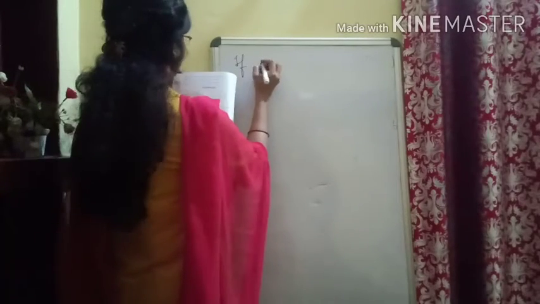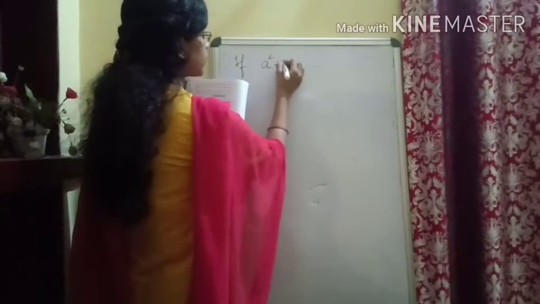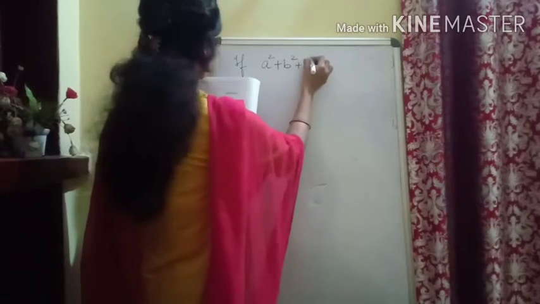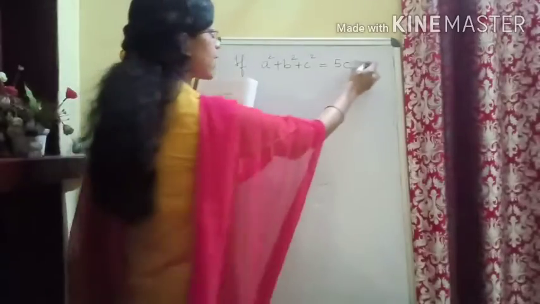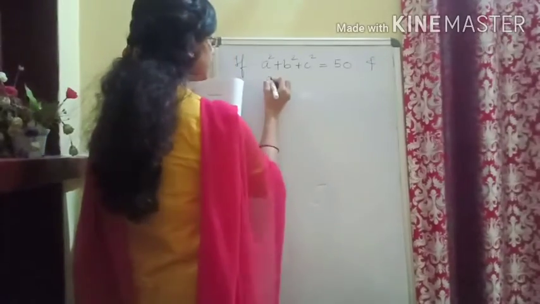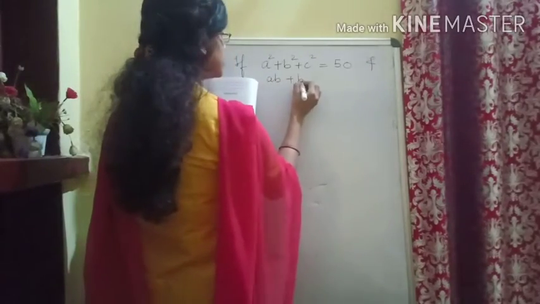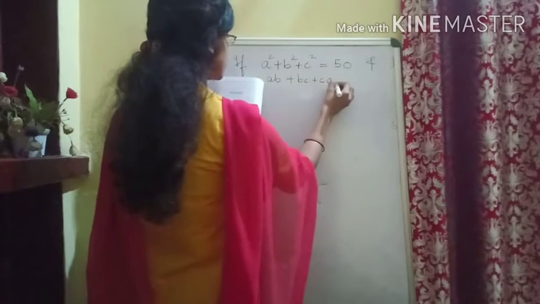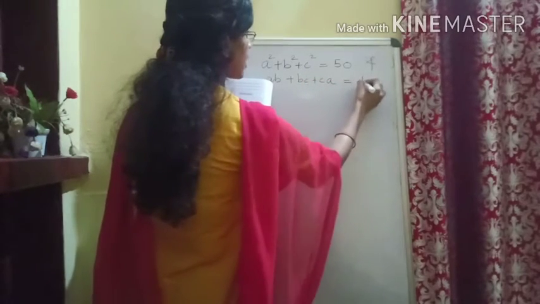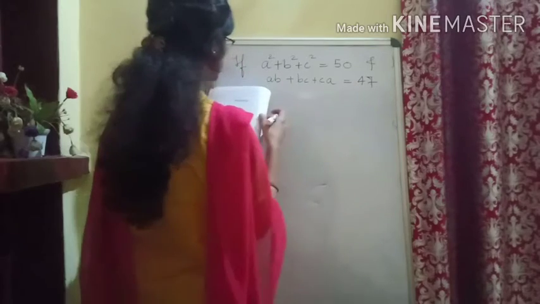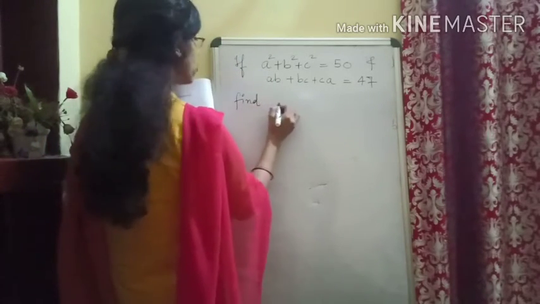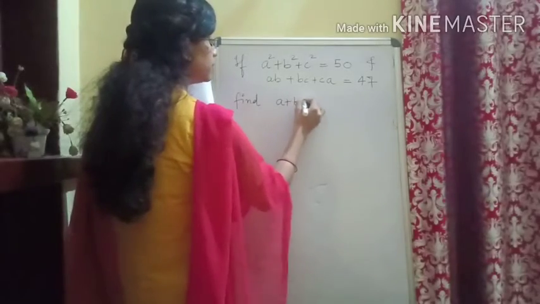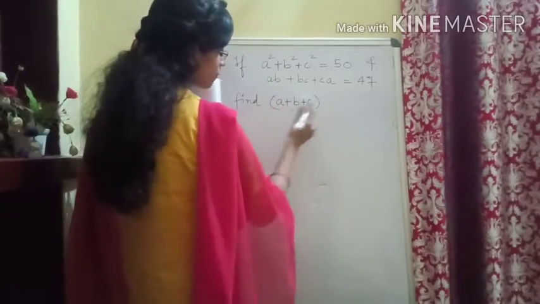Okay, if a square plus b square plus c square is equal to 50, this is given, and ab plus bc plus ca is given as 47, find the value. You need to find the value of a plus b plus c. This is quite easy, by the way.